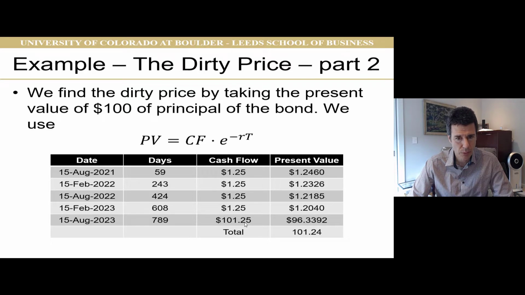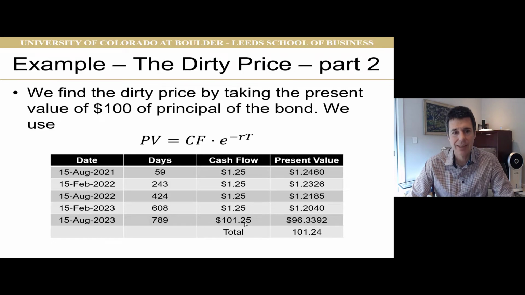15th of August 2021 is 59 days from the settlement date. There will be a cash flow of $1.25. It's a 2.5% coupon bond, 100 times 2.5% divided by 2. So there's a cash flow of $1.25. We multiply that $1.25 times e to the minus RT. T is 59 over 365. R is from the table on the previous slide. Multiply it out, $1.2460.